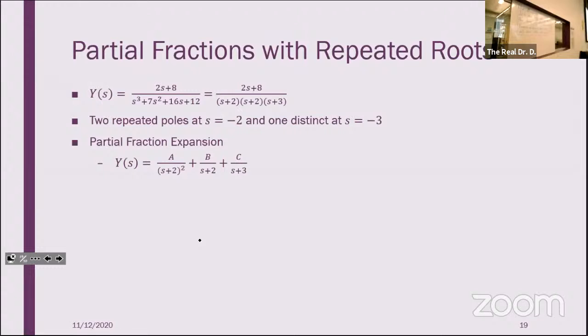Our partial fraction expansion looks like this. We get A over s plus 2 squared, so we need to take into account both of the roots together. Then plus B over s plus 2, just one of the roots by itself, plus C over s plus 3. So we can do an inverse Laplace transform for this.